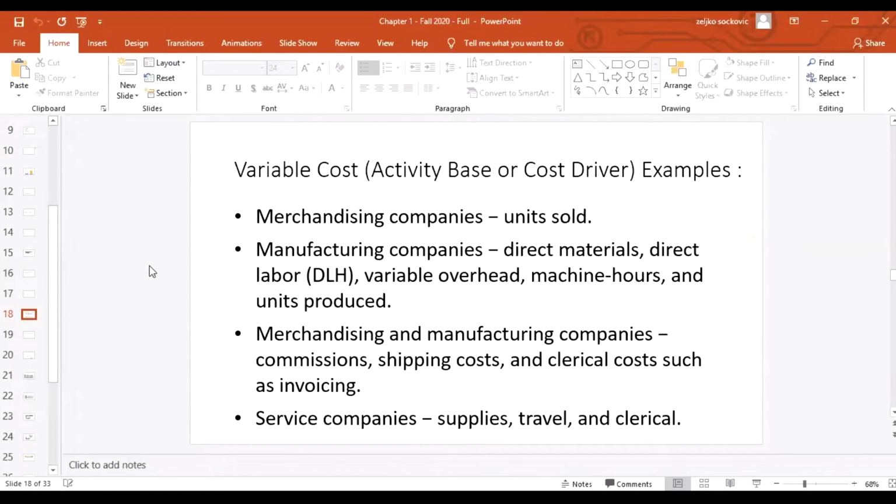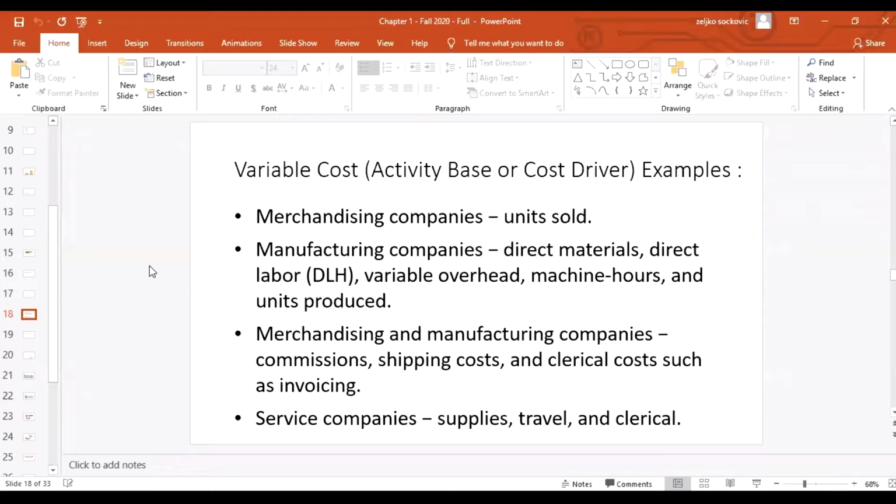So you have a lot of different examples of what is variable cost. Merchandising companies, it's units sold. Manufacturing companies, materials, labor, overhead. Overhead can be variable, right? It can be variable, it can be fixed. Again, machine hours that are variable. Well, we use 2 machine hours per unit. Okay, 100 units times 2 machine hours, 200 hours. 300 units times 2 hours is 600 hours. So the total will change.